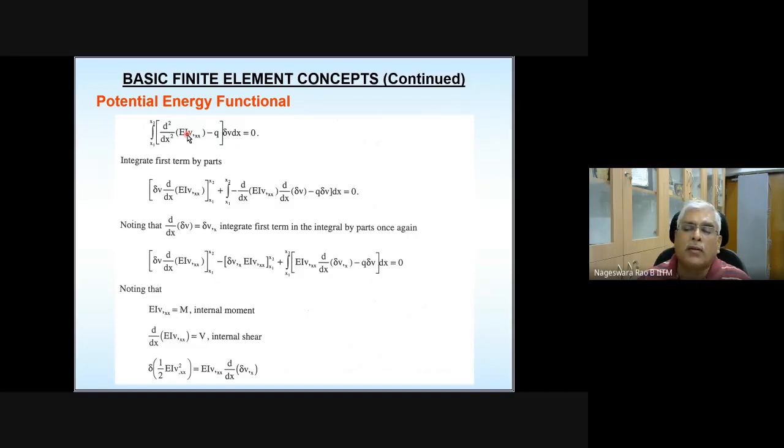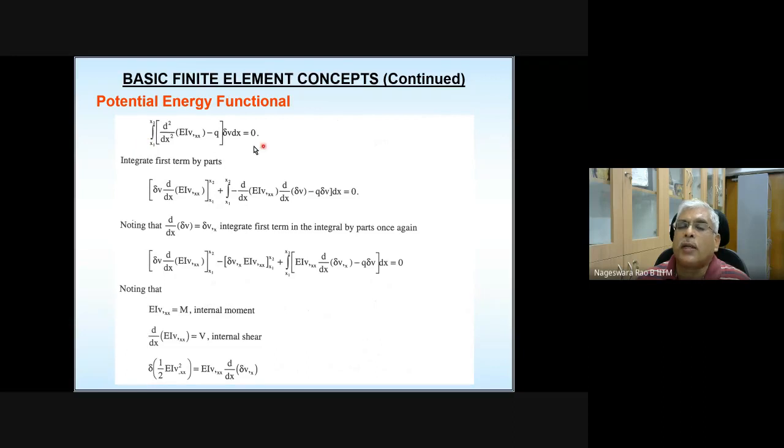If E and I are constant over the length of the beam, then you can take this EI outside the integral and outside the differentiation. EI is nothing but your flexural rigidity. Flexural rigidity of a beam is given by E times I. So whatever equation system we are deriving is going to be more general, so EI is kept inside the differentiation and integration.